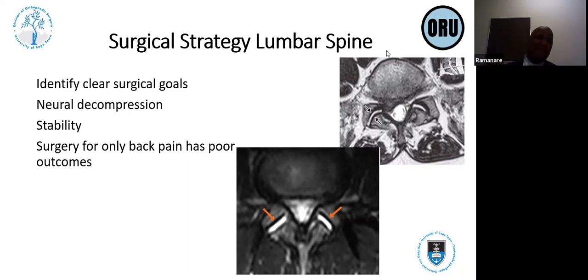Bearing all that I've said in mind, surgery for back pain only generally has poor outcomes. But there's a very, very narrow spectrum of patients with instability who, when they stand up, have motion in that area. In those instances, a fusion or stabilizing procedure may be of benefit, but in the state service, we generally don't do that.